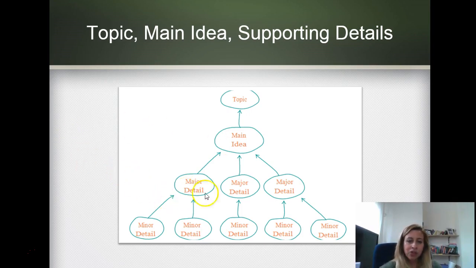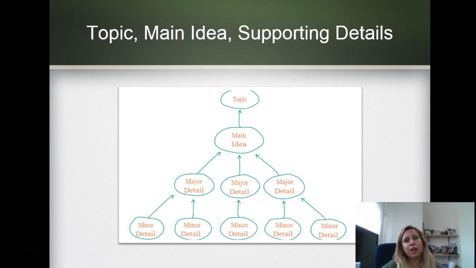And then we have major details. And for each major detail, we need to open it with minor details. We have it in every text that we read. And also, when we write a paragraph, this is the same skeleton that we need to use.